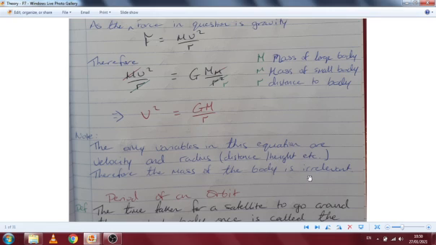So therefore the mass of the body is irrelevant. It doesn't make any difference. So if you had a pea or a moon or a planet, it doesn't make any difference. It's the gravity, the mass of the central body, and then it's a relationship between radius and velocity.